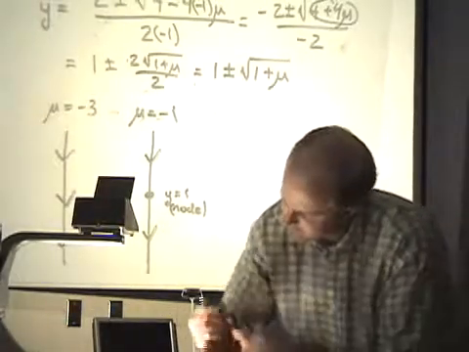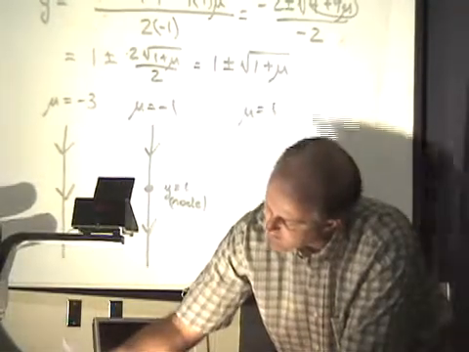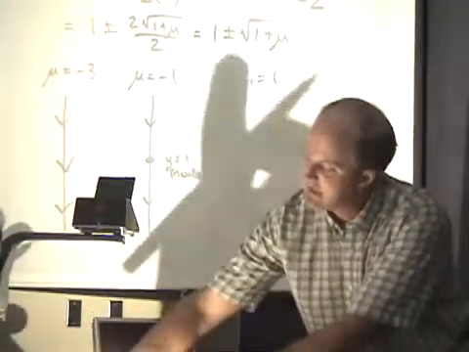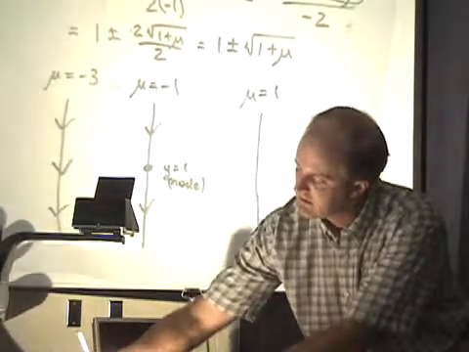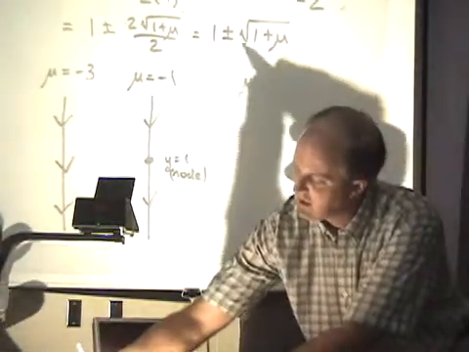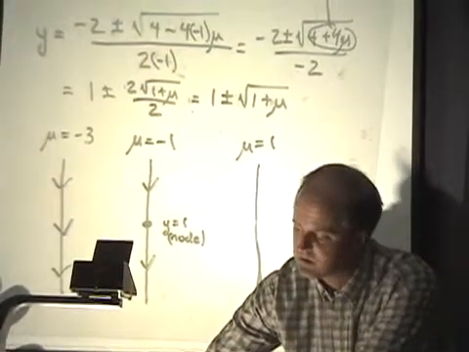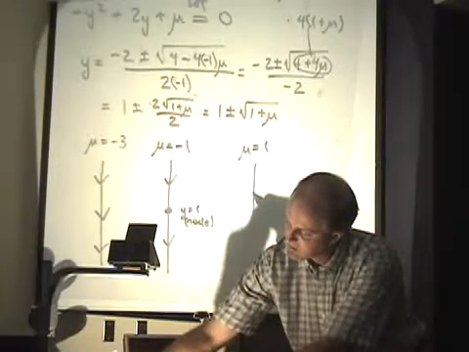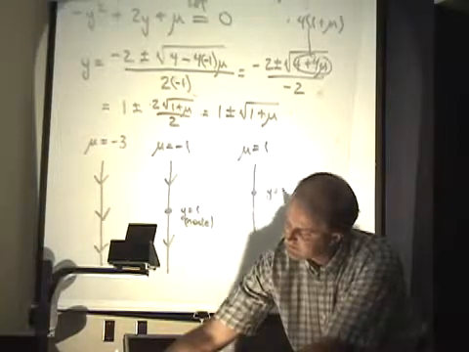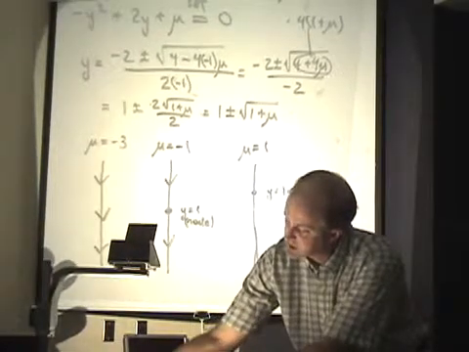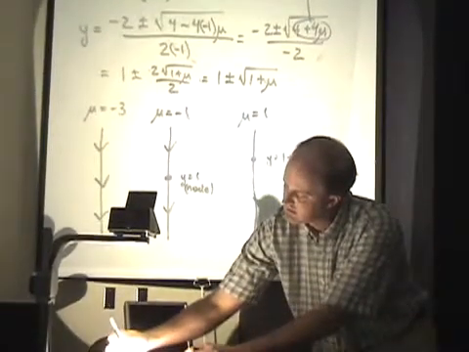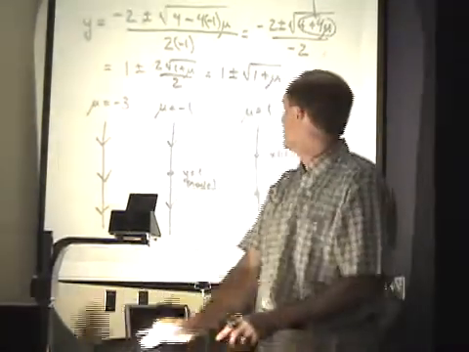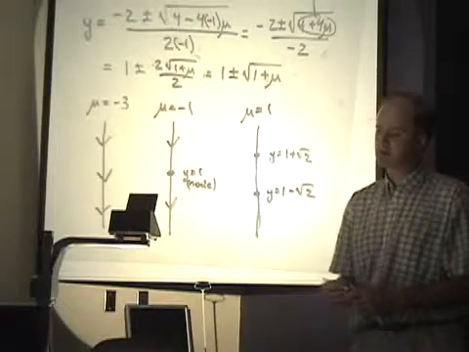All right, one more example. Let's try mu equals positive 1. Mu equals positive 1 gives you two equilibrium points. One at 1 plus square root of 2 and the other at 1 minus square root of 2. Square root of 2 is about 1.4, so 1 plus square root of 2 is going to be about 2.4. And 1 minus square root of 2 is going to be about negative 0.4. Those will be your two equilibrium points when mu is 1.